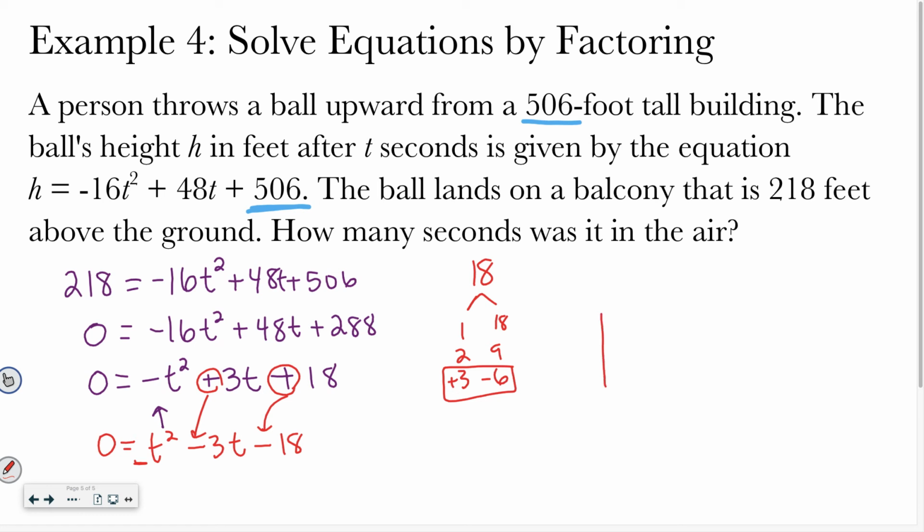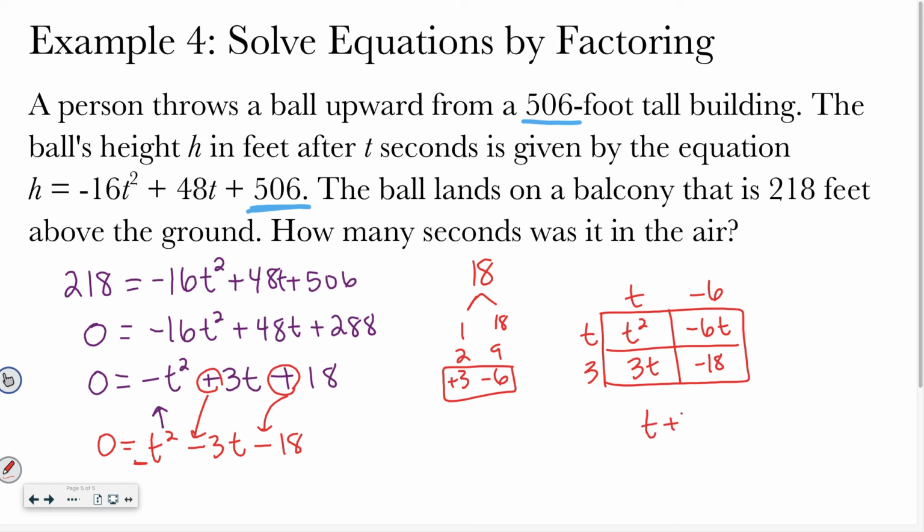So if I do my box, I would have t squared. I would have negative 18 here. I would do plus 3t minus 6t. They have a t in common. I'd be left with t and a positive 3 on the left. I'd be left with a negative 6 on the right. And if I check, negative 6 times 3 is negative 18. So t plus 3 times t minus 6 equals 0. Don't forget to set it back up to the equation.